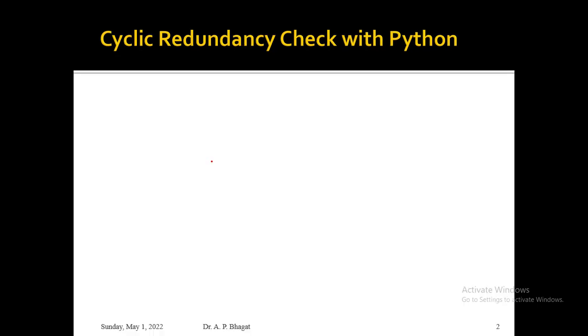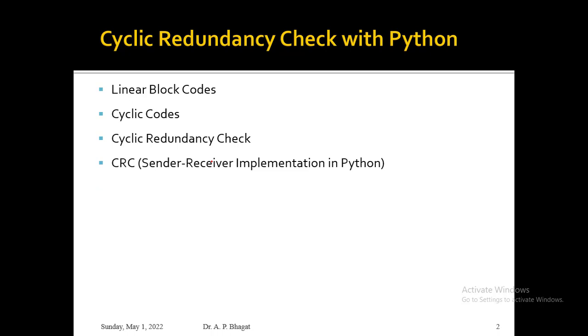Right. So in today's session, we'll be discussing linear block codes. What do we mean by linear block codes? Then how cyclic codes can be devised from the linear block codes. Then in detail, we'll be looking at cyclic redundancy check. So there we'll be discussing the encoder and decoder in CRC and how those CRC codes are used for detecting errors. And then finally we'll be looking at the cyclic redundancy check implementation in Python.